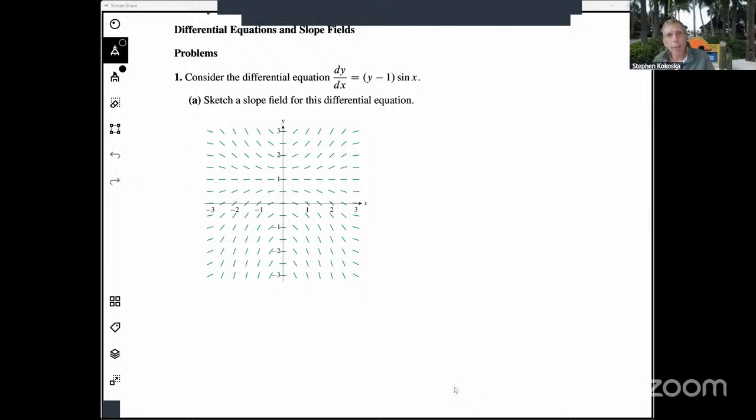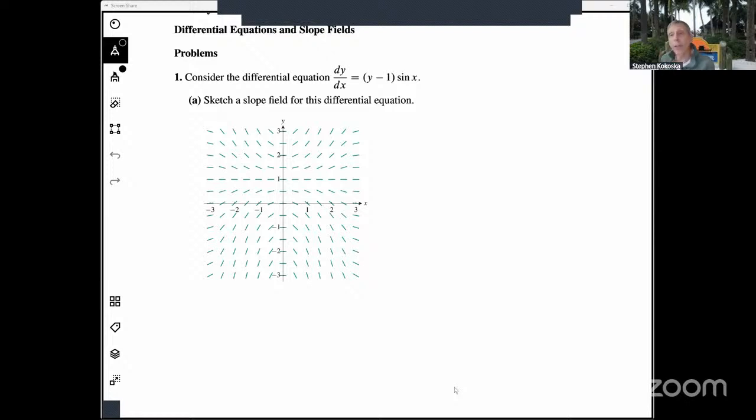So let's start out by taking a look at this differential equation. dy/dx is (y minus 1) times the sine of x, and the first part of this is to sketch the slope field for this differential equation. Notice that the slope field's in green for St. Patrick's Day. You certainly want to do something like this using technology, and Tom will show you a little bit about this with the 84 and even with the TI-Nspire.